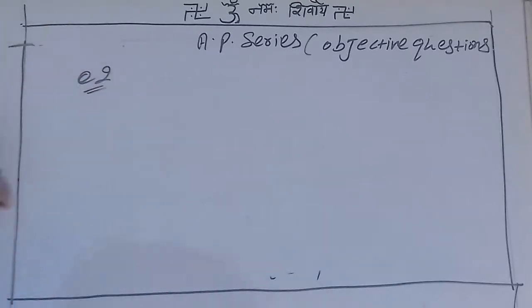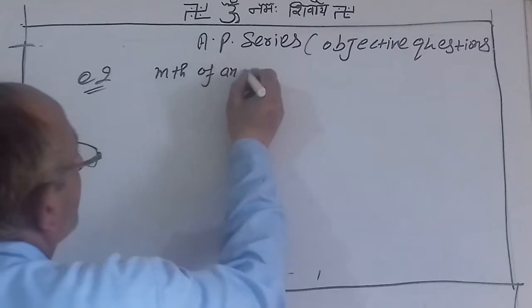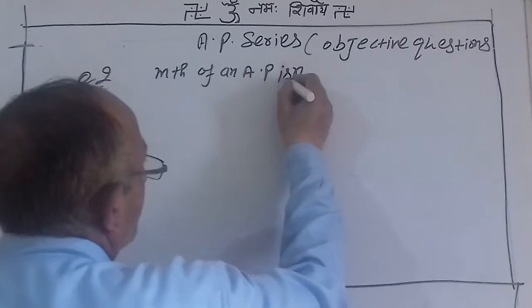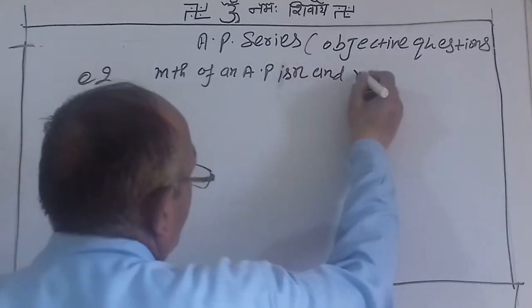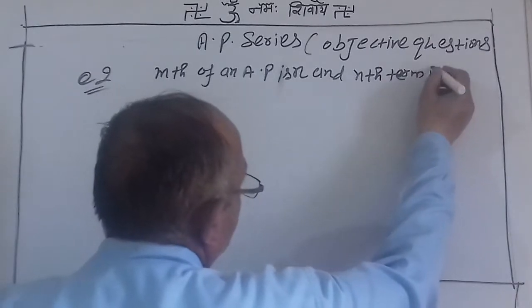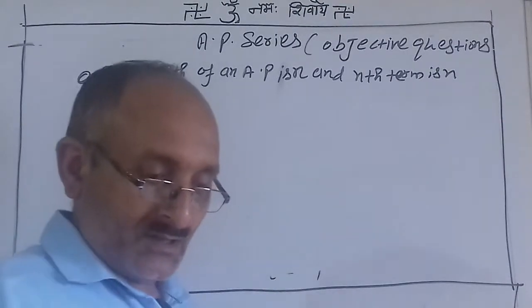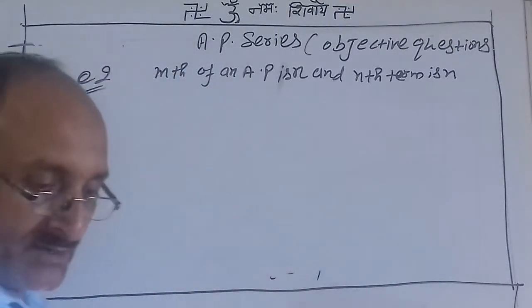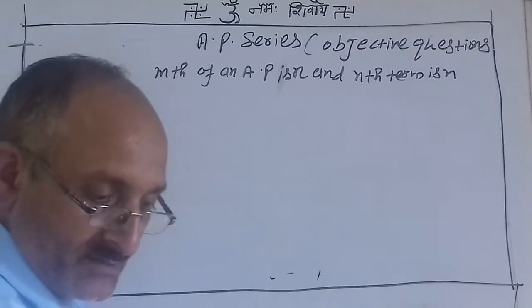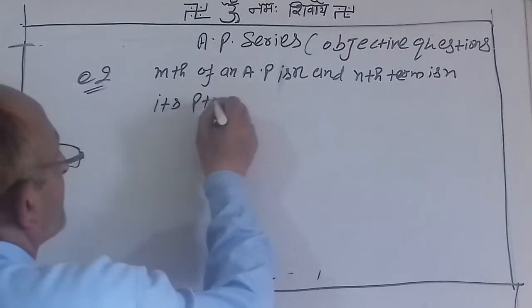The mth term of an AP is n, and the nth term is m. Then we have to find out its pth term.